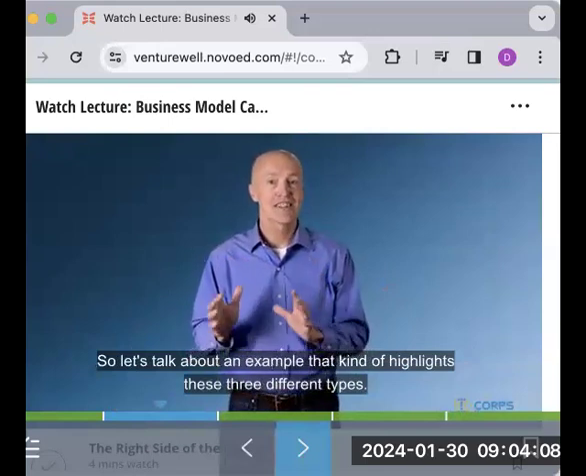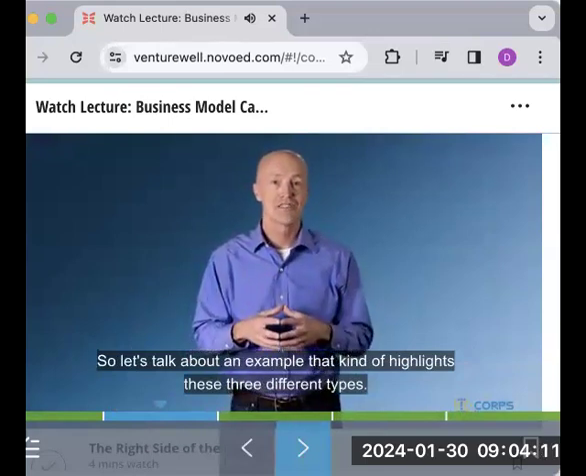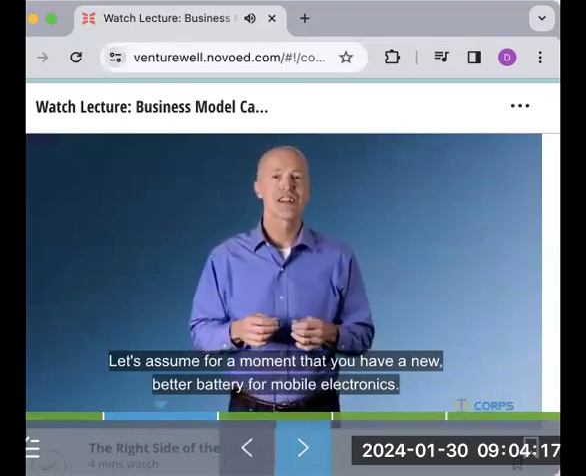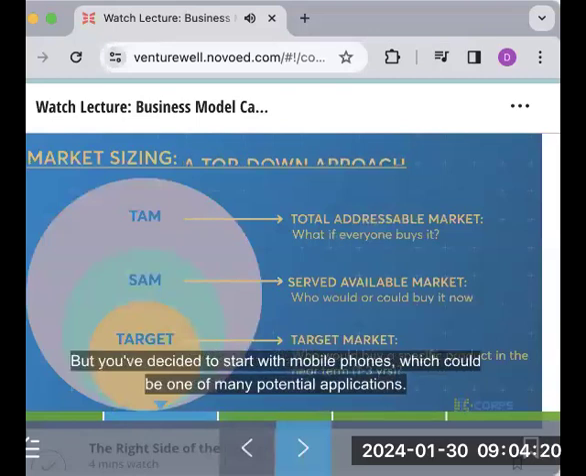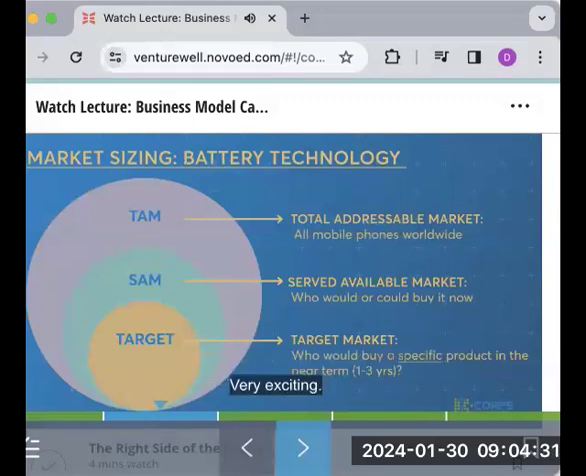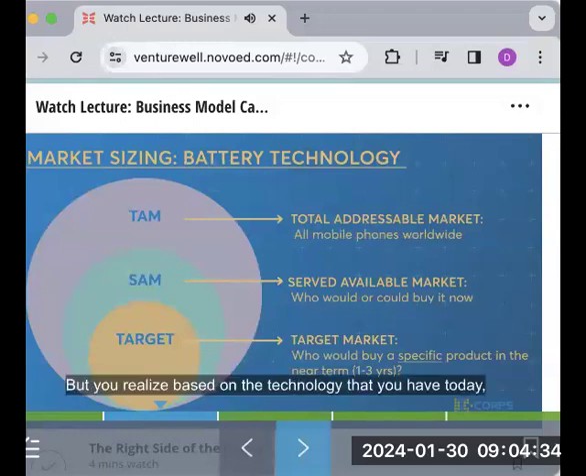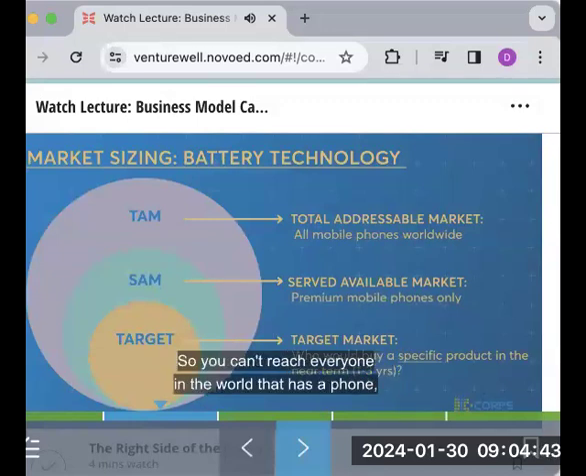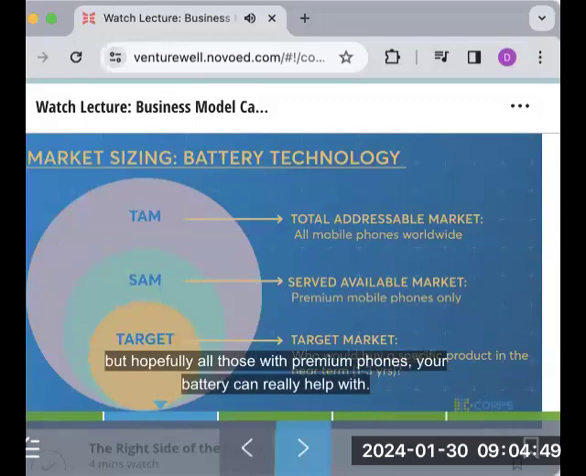So let's talk about an example that highlights these three different types. Let's assume for a moment that you have a new, better battery for mobile electronics, but you've decided to start with mobile phones, which could be one of many potential applications. Your total available market might be every mobile phone in the world, and there are a lot of them. Very exciting. But you realize, based on the technology that you have today, only the premium category phones can really support your new technology. So you can't reach everyone in the world that has a phone, but hopefully all those with premium phones, your battery can really help with.